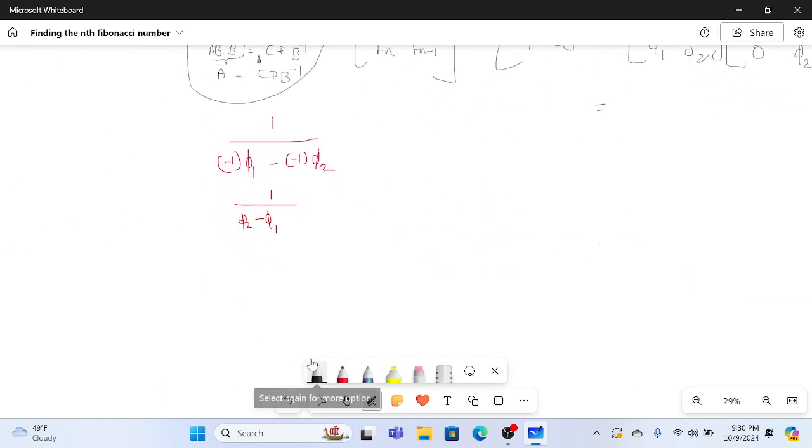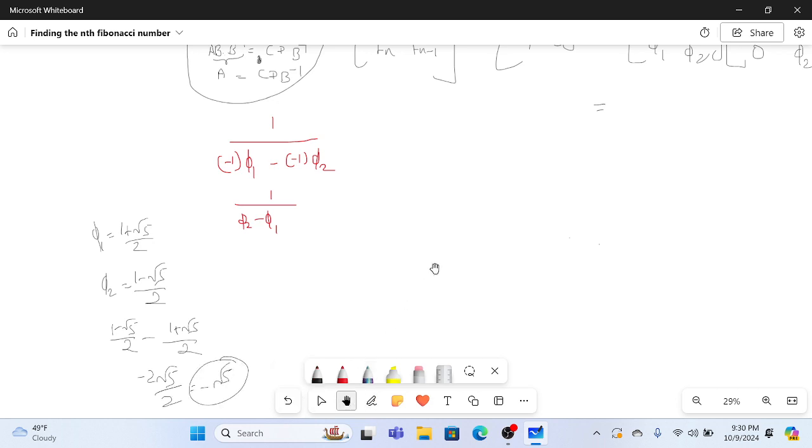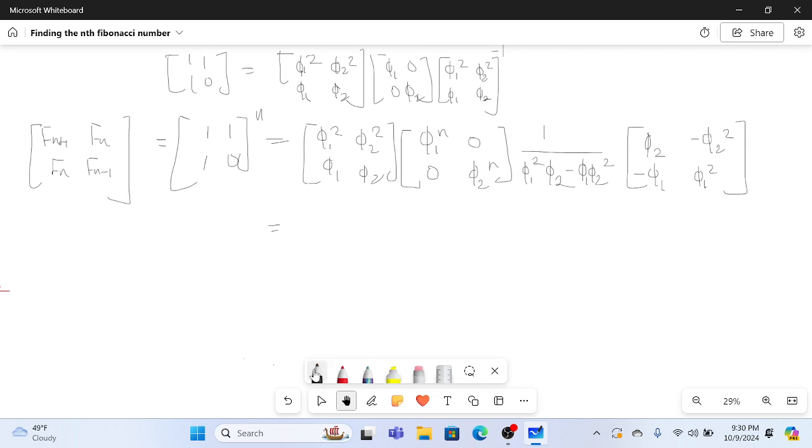Phi1 is 1 plus root 5 by 2. Phi2 is 1 minus root 5 by 2. So the difference will be 1 minus root 5 by 2 minus 1 plus root 5 by 2. That's just minus 2 root 5 by 2, which is minus root 5, right? Good. So we will have minus 1 by root 5, and then phi1 square, phi1, phi2 square, phi2. And now let's multiply these two matrices.